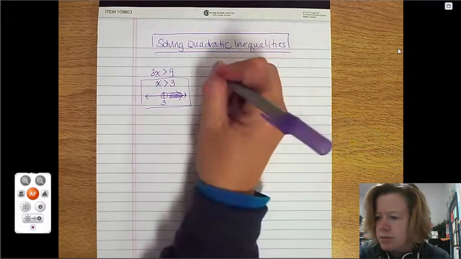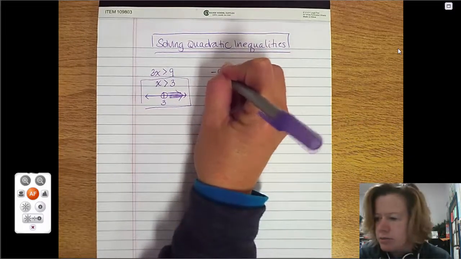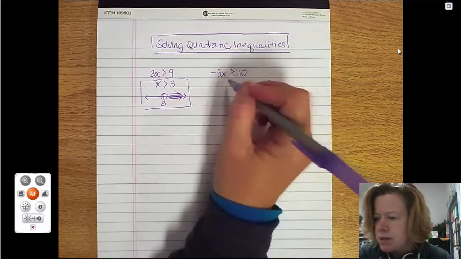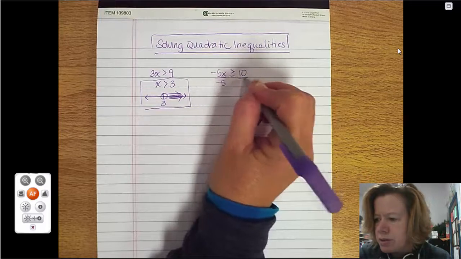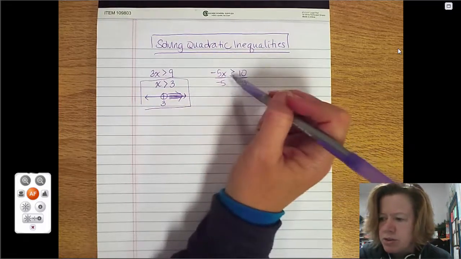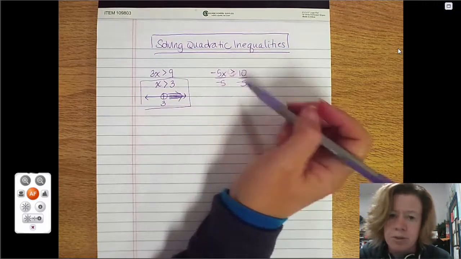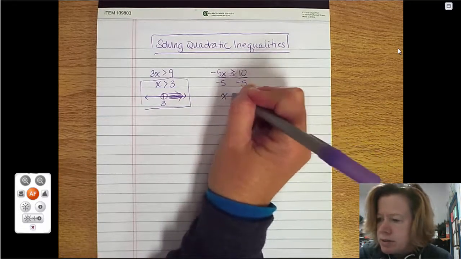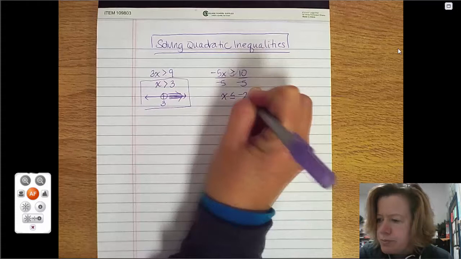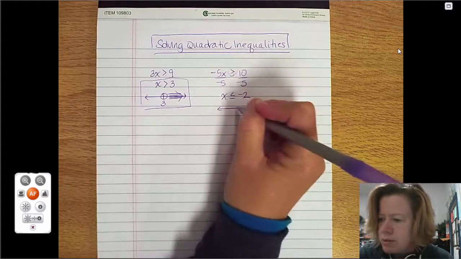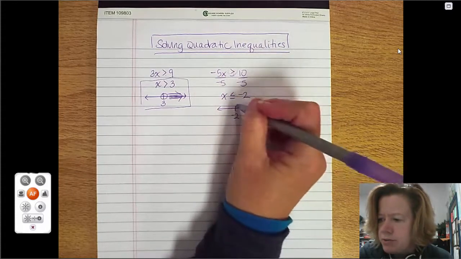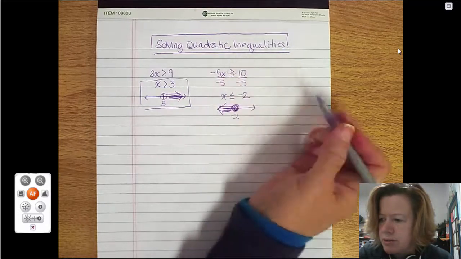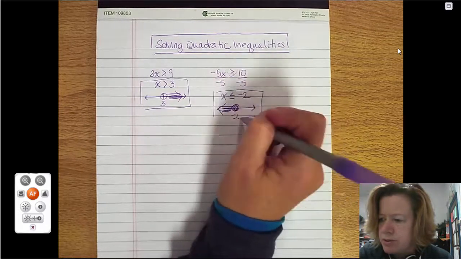Similarly, if I asked you to solve something like negative 5x is greater than or equal to 10, you would divide both sides by negative 5. And when you divide by a negative, it switches the inequality. Also, if you multiply by a negative. So here I'd get x is less than or equal to negative 2. I'd put negative 2 on my number line. I fill in my bubble because it's less than or equal to, and I shade left for everything less than.